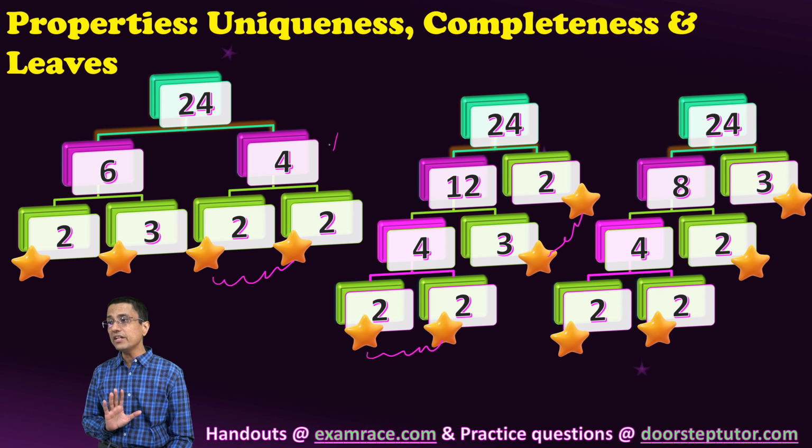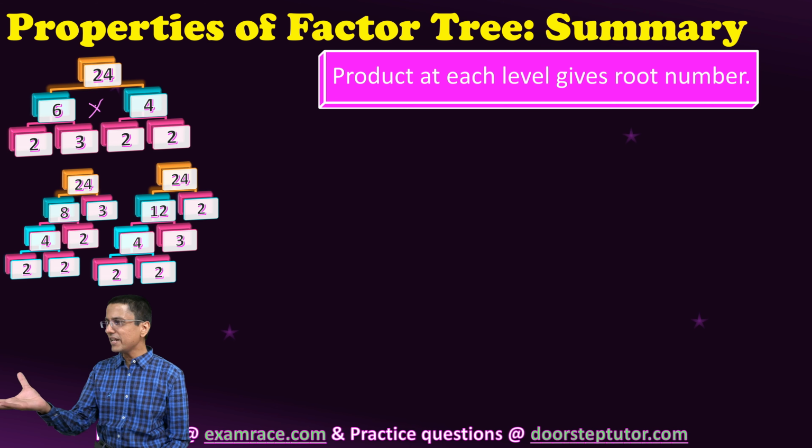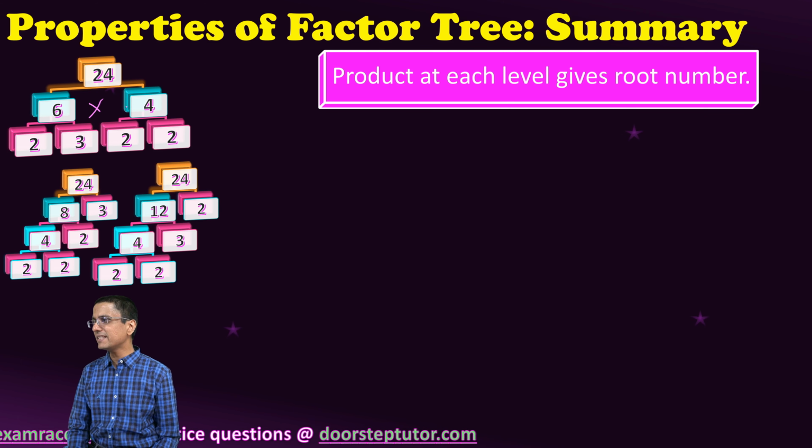Let's summarize all the properties of the factor tree that we have studied so far. The very first property is that if we multiply all the numbers at one level in a factor tree, I get back my original number. It is self-evident in the first tree. If I multiply 6 and 4, I get back 24. If I multiply 2, 3, 2 and 2 together, I get back my number 24 again. However, let's see why it is true in this tree also. In the very first level, it is very self-evident. If I multiply 12 and 2 together, I get back number 24.